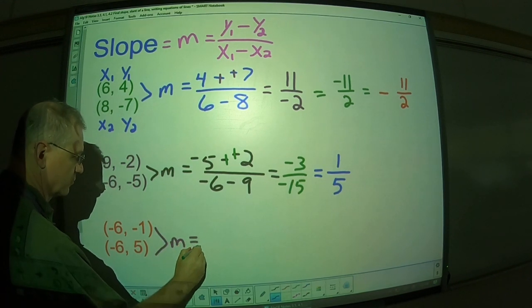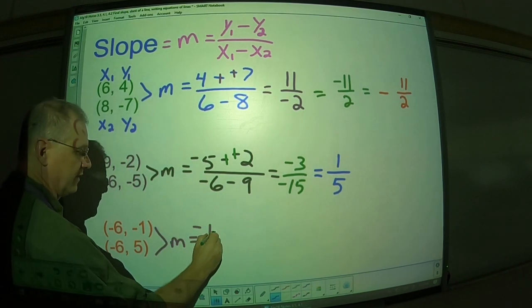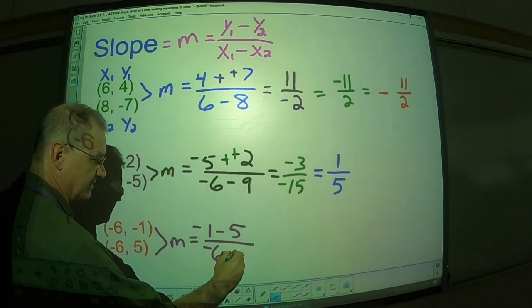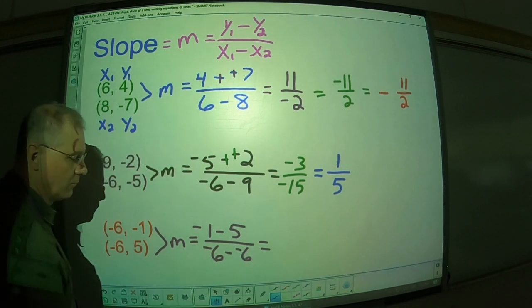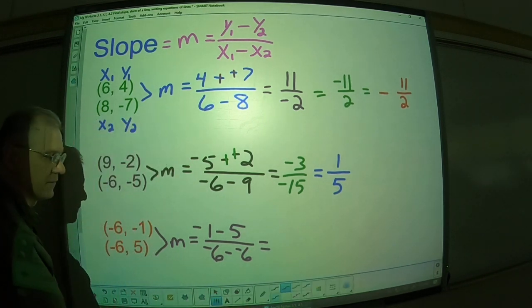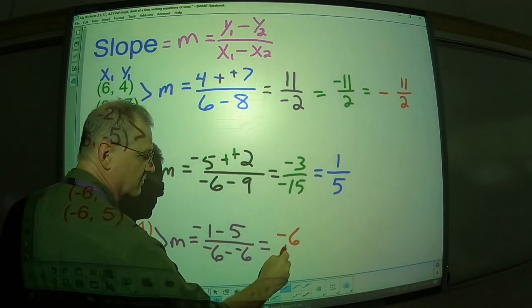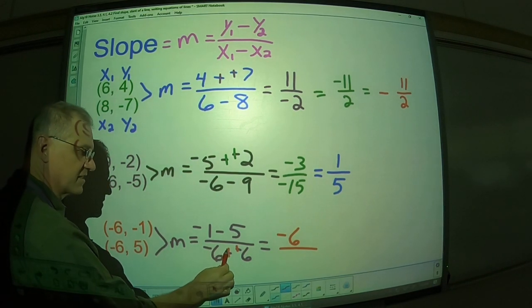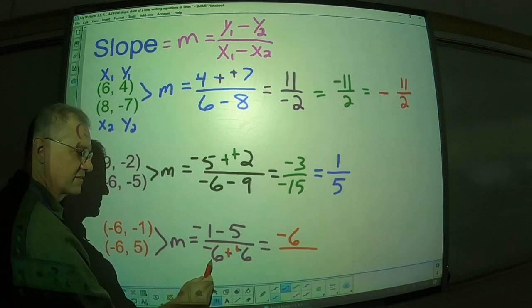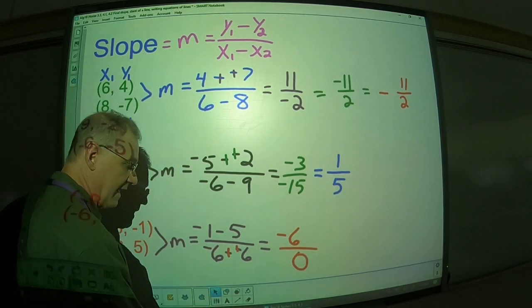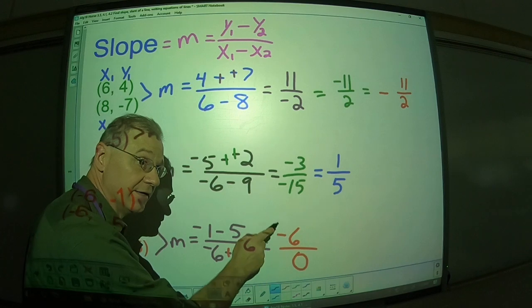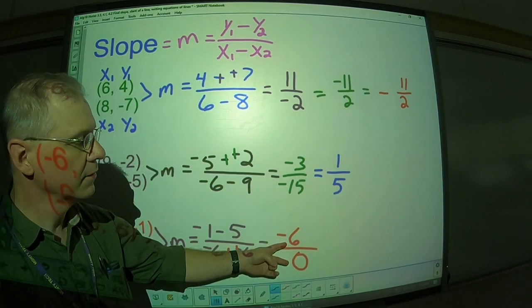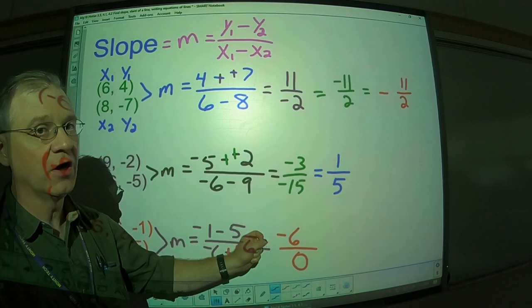All right, so now I'm going to do this next one. The slope is going to be, let's do negative 1 minus 5 on top, and negative 6 minus negative 6. Well, guess what happens here? This becomes negative 6 on top, but when you combine these, negative 6 plus 6 is 0. This is not your final answer. Anytime you have 0 as the top or bottom of a fraction, you are not done.